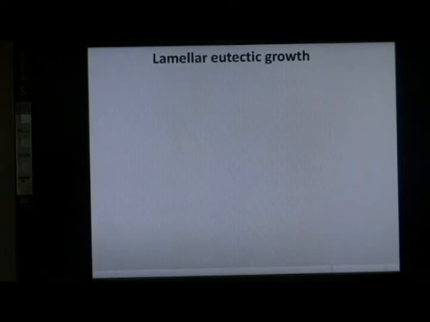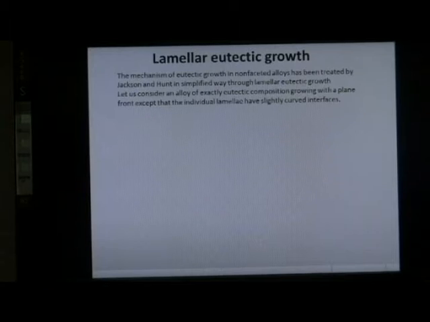Our next topic is laminar eutectic growth. The mechanism of eutectic growth in a non-facet alloy has been treated by Jackson and Hunt in a simplified way through laminar eutectic growth. Let us consider an alloy of exactly eutectic composition growing with a plane front. We expect that the individual lamellae have slightly curved surfaces.